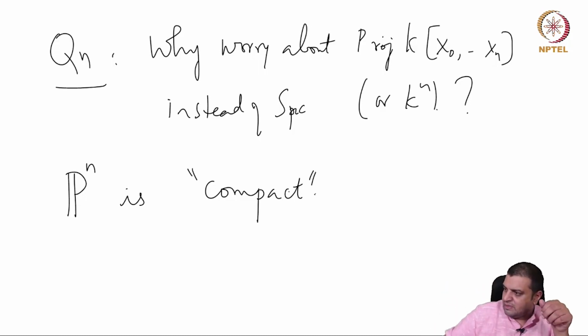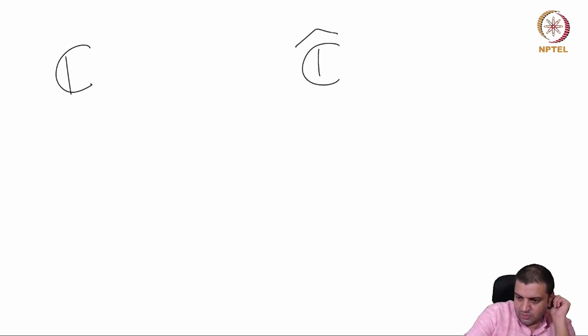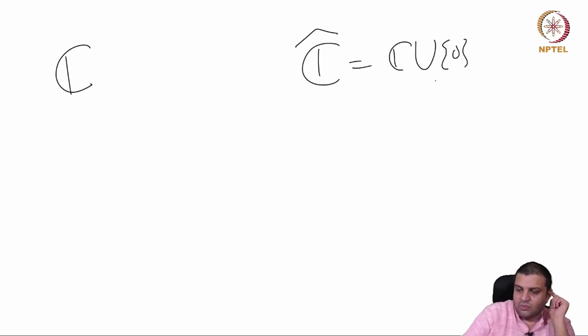But let's. It's likely that you have seen an example of this in undergraduate complex analysis. If you've not seen it, it is okay, just ignore this. So consider C and consider the Riemann sphere, which I will just denote by this. This is C union a point, the one-point compactification, the Riemann sphere.